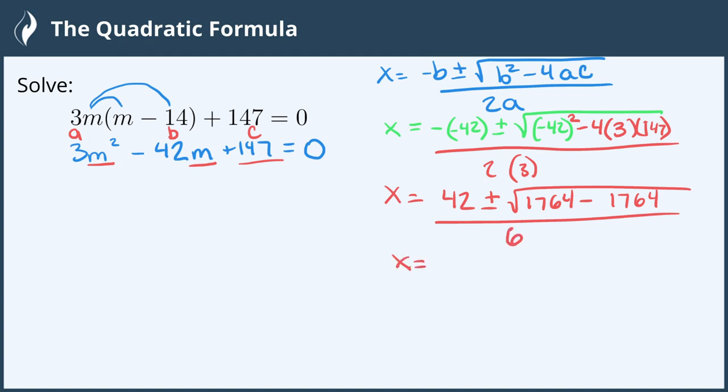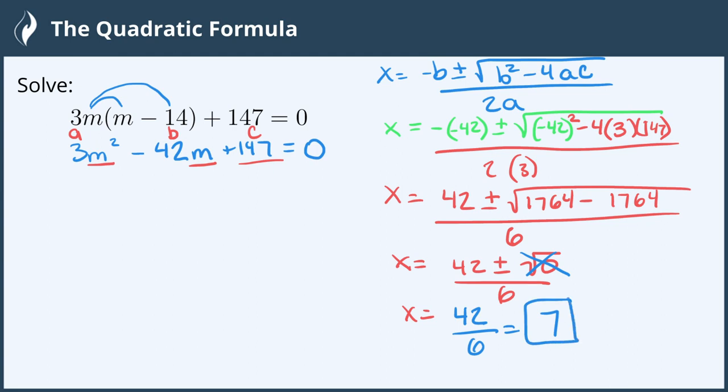So we have x equals 42 plus or minus the square root of 1,764 minus 1,764, which is 0. And this is still over 6. And the square root of 0 is 0. So we're going to take 42 and add 0, which is 42, and 42 minus 0, which is still 42. So we end up with 42 divided by 6, which simplifies to be 7. So we have one solution for this quadratic equation, which is 7.